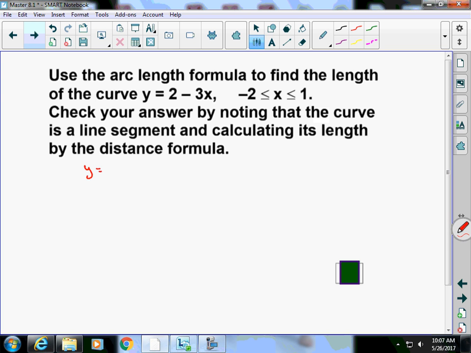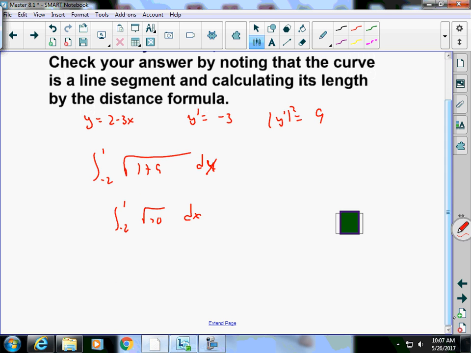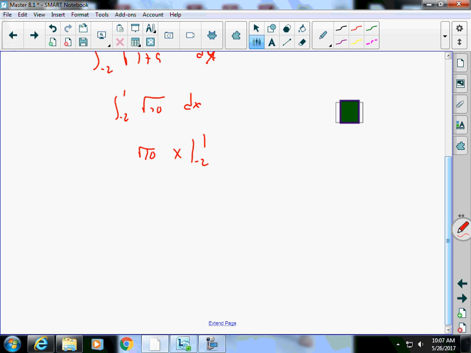So again, y is equal to 2 minus 3x, and dy/dx, or y prime, is equal to minus 3. So y prime squared is, well, just 9. So I'm going to have the integral from -2 to 1 of the square root of 1 plus 9 dx, or -2 to 1 of the square root of 10 dx. Again, a very simple integration: square root of 10 times x from -2 to 1, and it turns out to be 3 square root of 10.